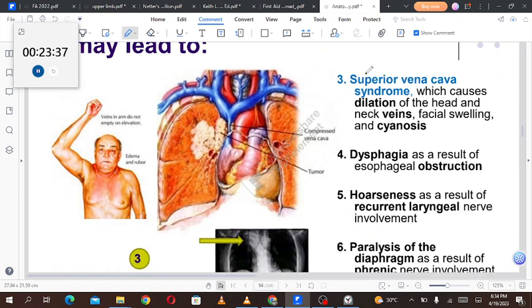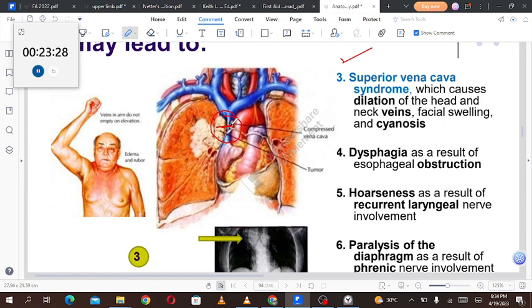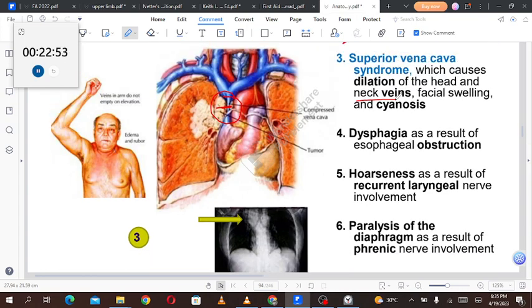Number three, bronchogenic carcinoma may lead to superior vena cava syndrome. That is very important. Here you can see the superior vena cava being compressed. What are the symptoms associated with superior vena cava syndrome? It can cause dilation of the head and neck veins, so you will find distended jugular veins bilaterally. If they are dilated unilaterally, then you must suspect the obstruction is at the level of the brachiocephalic vein or maybe the subclavian vein on that side. So remember that if there is bilateral dilation of the jugular veins, there is superior vena cava obstruction.